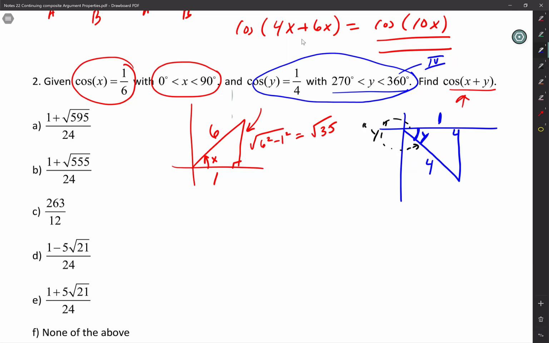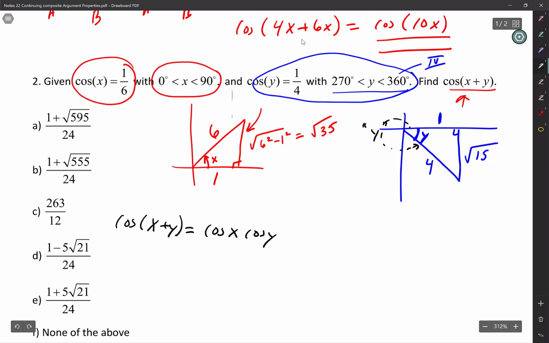I need this leg. So this leg here, Pythagorean theorem, 4 squared minus 1 squared, that's the square root of 15. It does not break down. 15, I guess, 5 times 3? Yeah, it doesn't break down. Leave it alone. All right, and I'm going to go slow, guys. So here we go. They want to know cosine of x plus y. According to your notes, cosine of x plus y is cosine x cosine y minus sine x sine y.